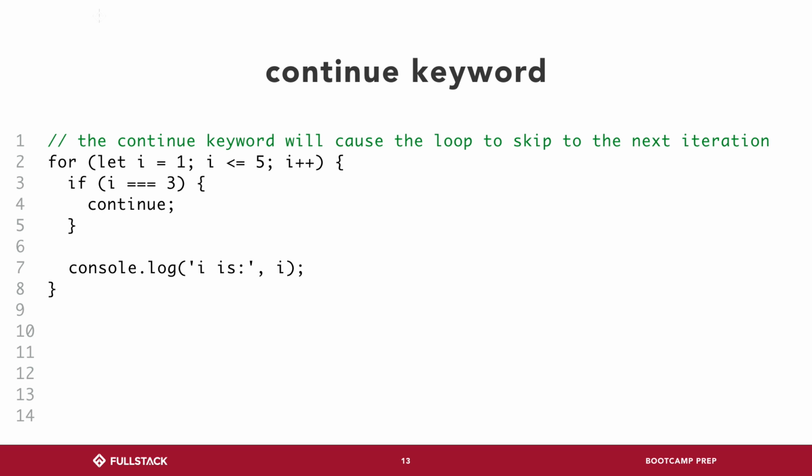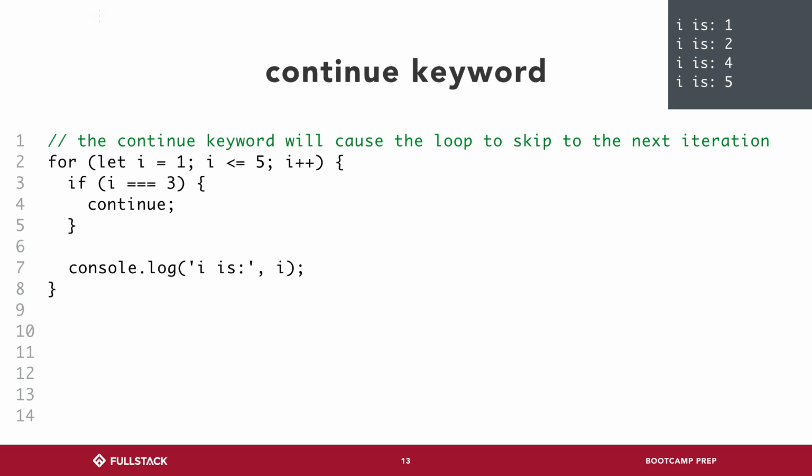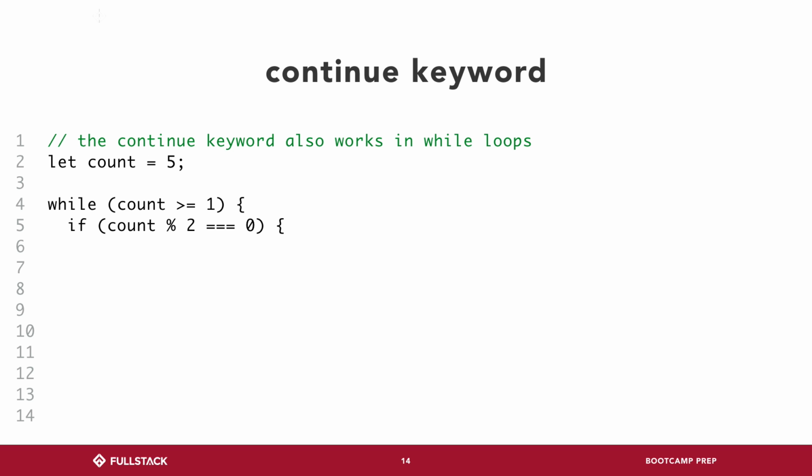You'd want to do this if you wanted to get a string and reduce it down by every other character. So if you wanted to remove every other character in a string, then you might say, if the index is odd, continue, else build up your new string. So continue is really handy for that kind of thing. It'll log 1, 2, 4, and 5. It also works in while loops.